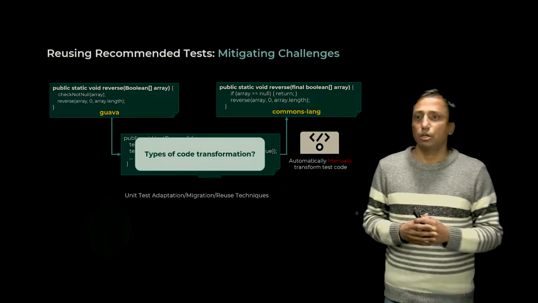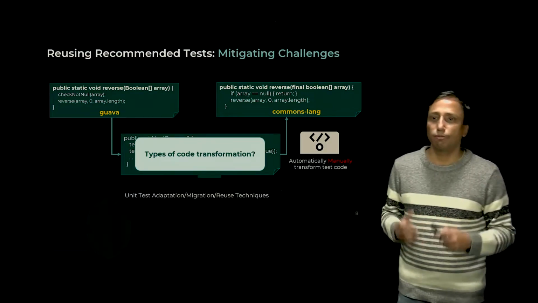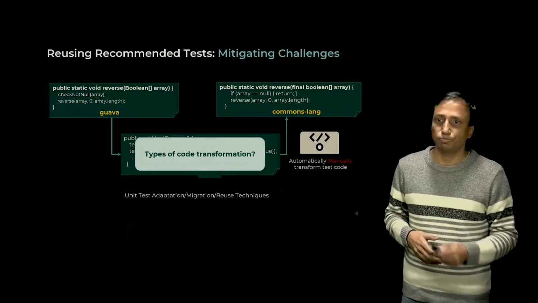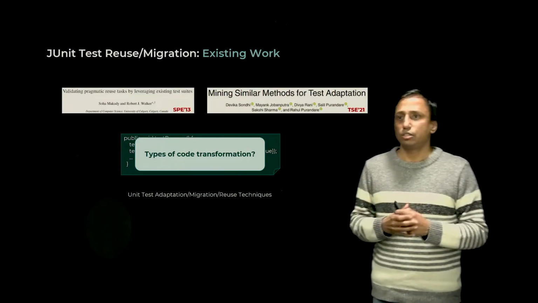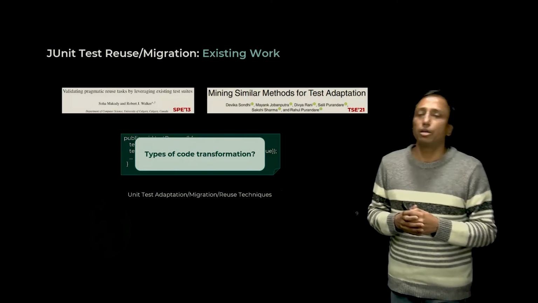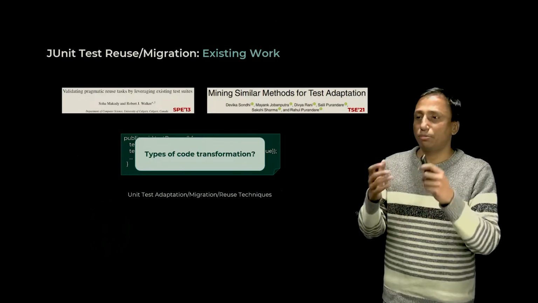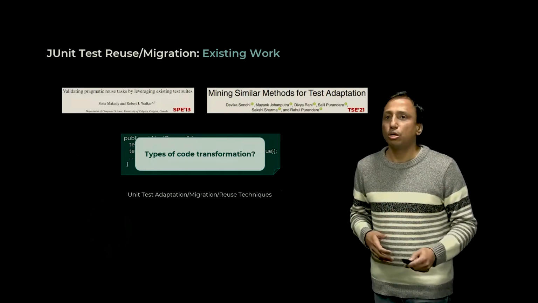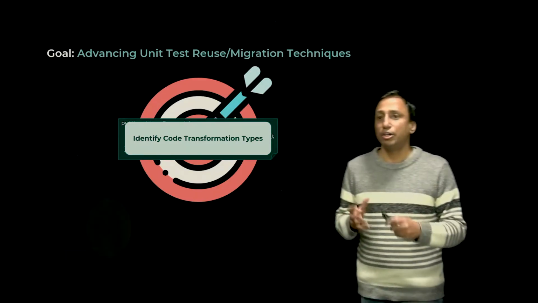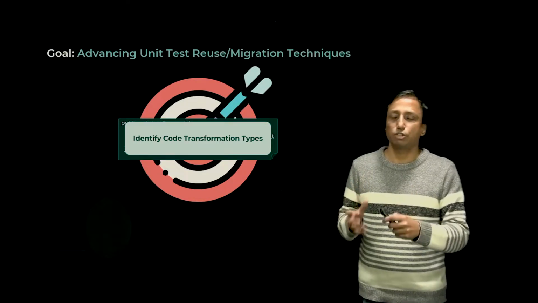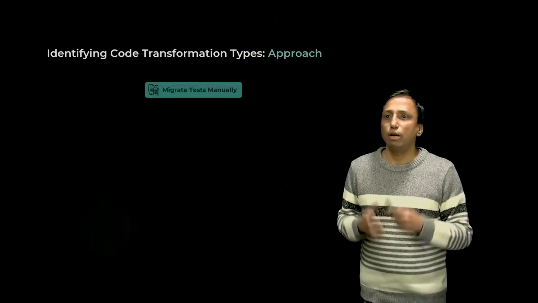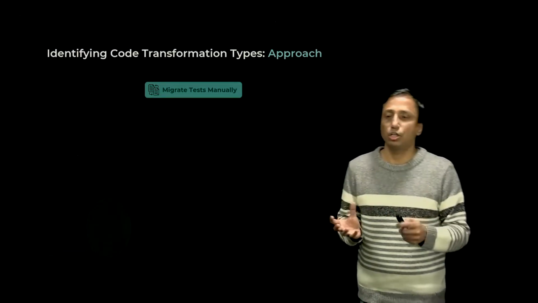However, to do that, we have to first identify different types of code transformation needed to successfully transform these recommended tests. There are actually some test reuse techniques that perform test code transformation, but these techniques perform limited types of code transformation. So in this work, our goal is to identify code transformation types necessary for reusing test cases from one application to another application. For that, we first manually migrated JUnit tests and created a benchmark.